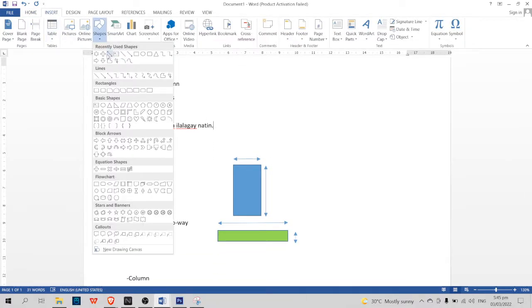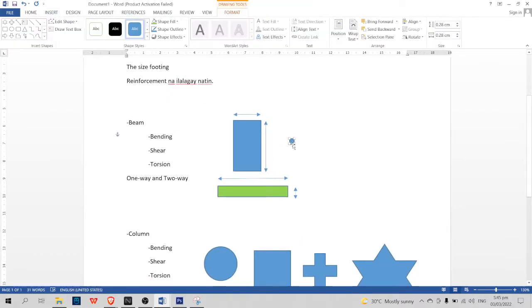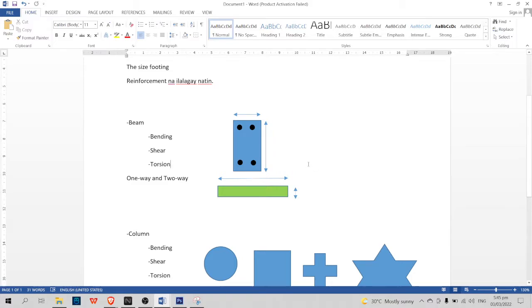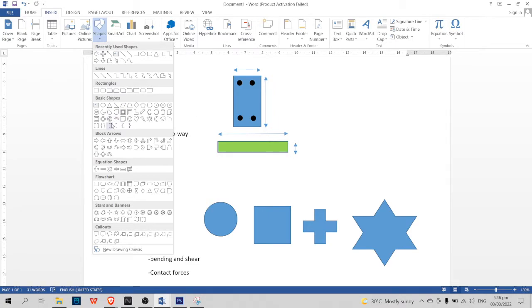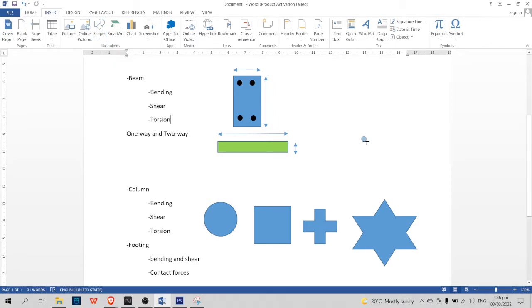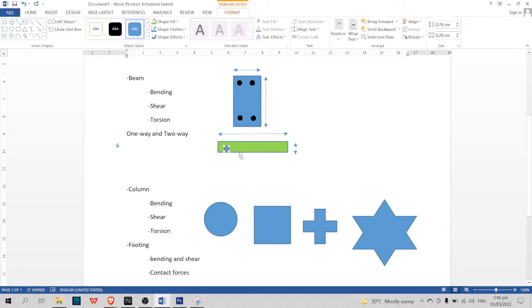So, sa beam kasi, usually, ilang bakal ba yung nilalagay natin sa beam? Okay, so usually, minimum natin yan, apat, tig-isa bawat corner. Ganyan. Then, for the slab, karaniwan ang slab naman, manipis. The same concept, ganun. Yun nga lang, we don't usually place rebar at the top side of the slab. So, sa baba lang natin siya ilalagay. So, yan yung slab naman.